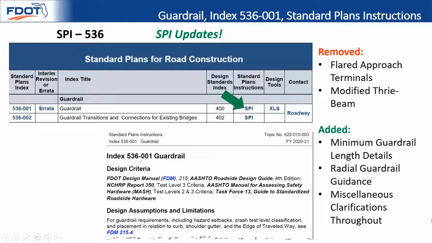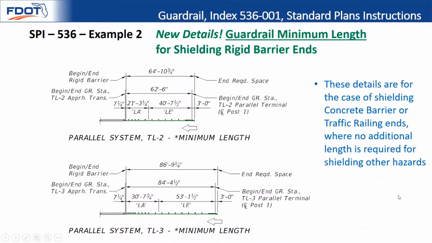Okay, so with that, moving on to standard plans instructions. I have a few updates made here as well. As with the standards, we removed the approach terminal, or flared approach terminals. We've removed modified thrie beam. We've added in minimum guardrail length details. We've added in radial guardrail guidance, and then miscellaneous clarifications throughout.